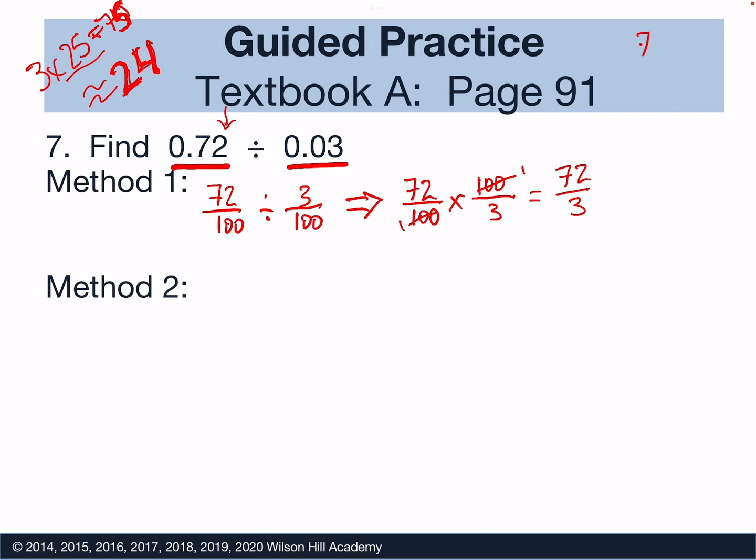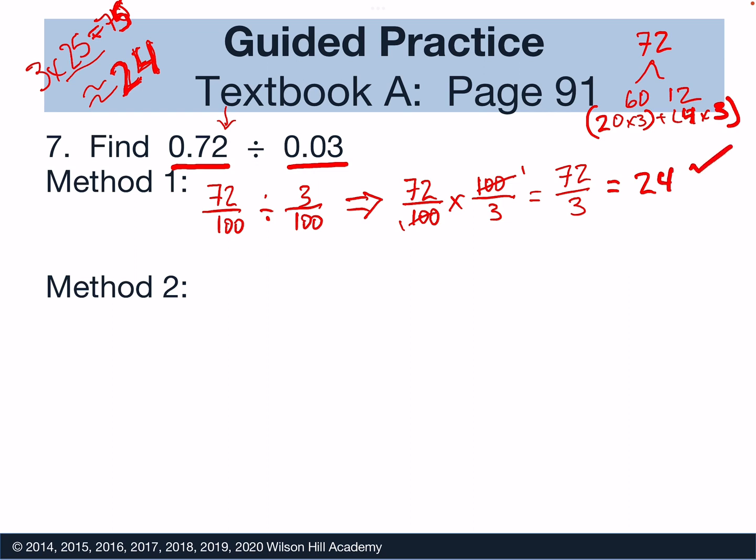And if I think about it, logically, I can break this apart, right? I can break this into, let's see, 60 and 12. And I know that 3 goes into 60 20 times. And 12 is 4 times 3. Okay, so that means that this is 24. And I was correct. My estimation was spot on.